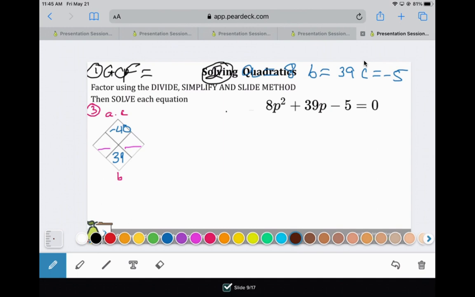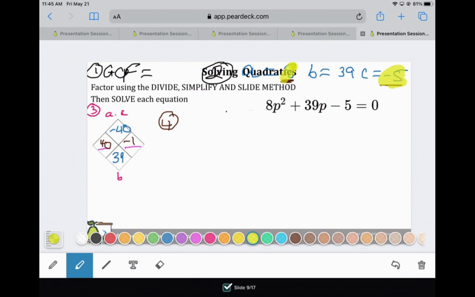So I would have 40 and -1. That's step number 3. 40 times -1 gives me -40, but 40 plus -1 gives me 39. Where do I get the -40? I multiply the A value and the C value, which is 8 times -5, right here. I'm going to highlight it right here. To get that number, I'm taking the A value times the C value. Yes.